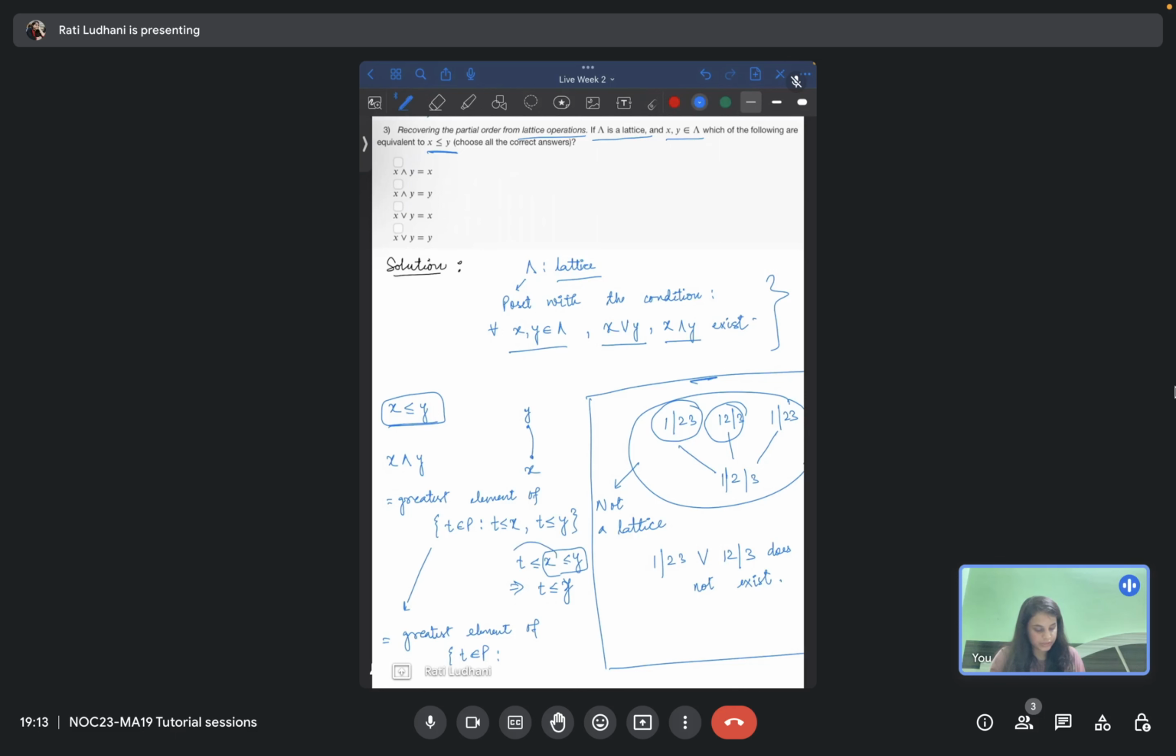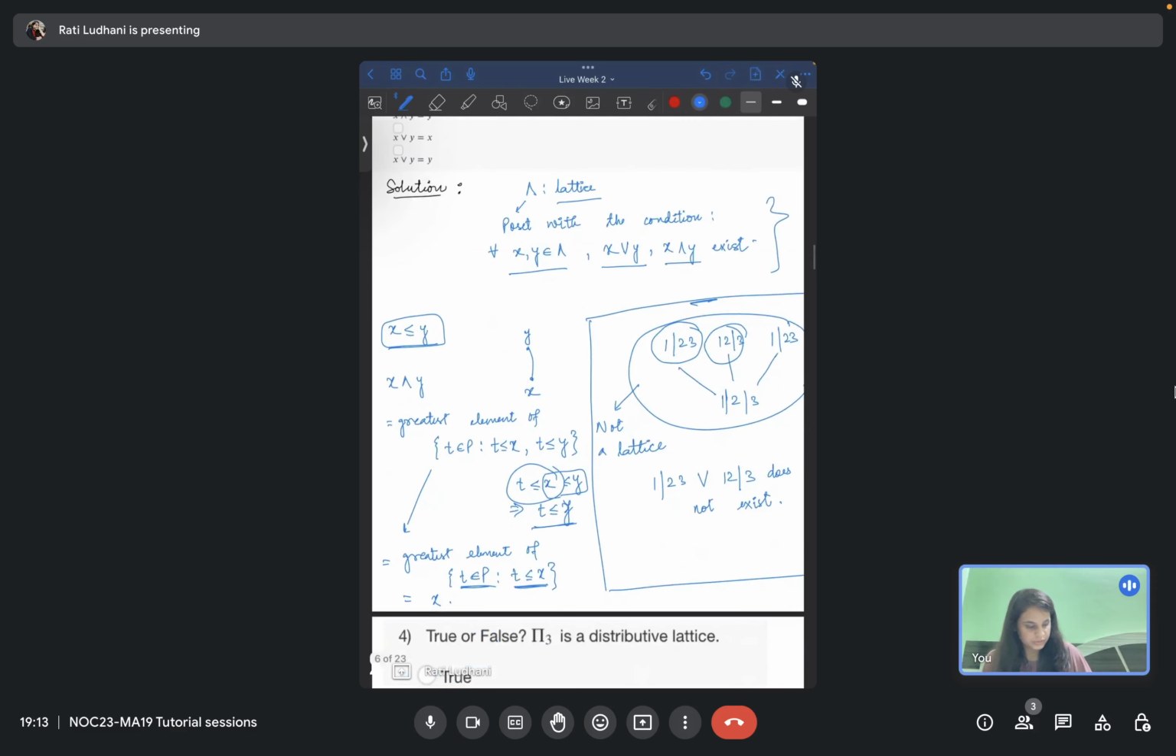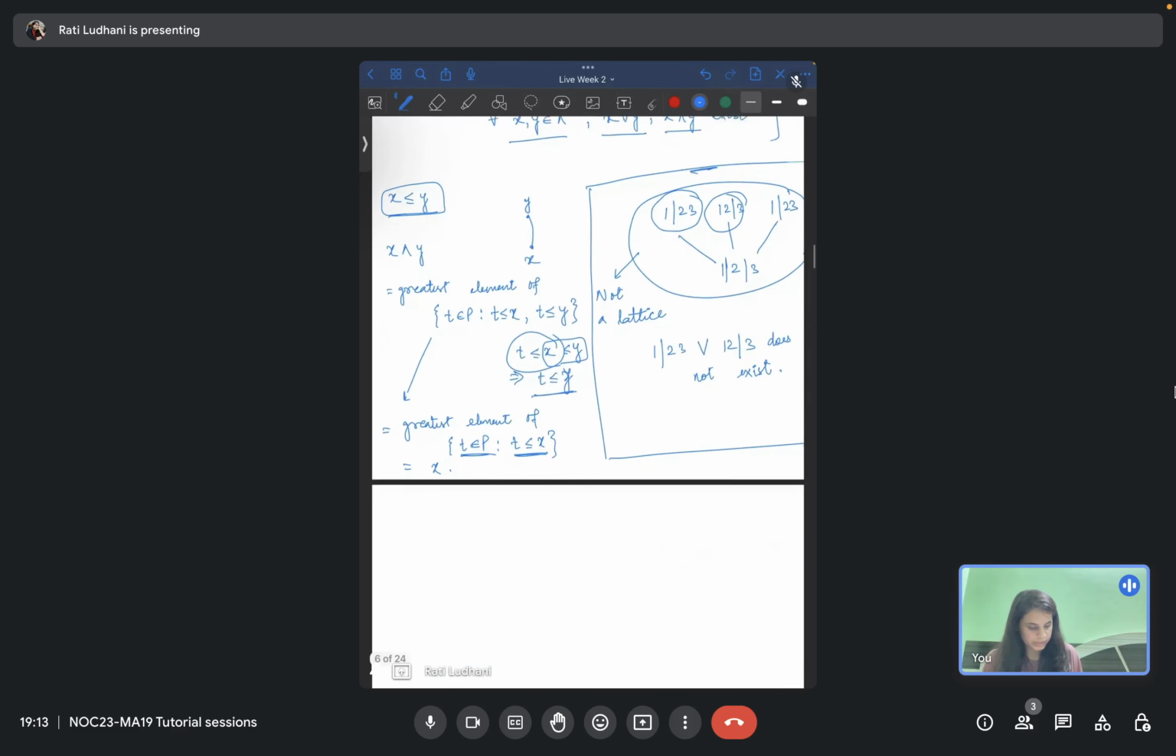So basically, if you write this, then the other condition anyway holds. So the greatest element of this set is just x, because all those t are less than or equal to x, and you are taking the greatest element, so just pick x, then you are done, right? So in your question, x meet y is equal to x. So basically, just think of the least part.